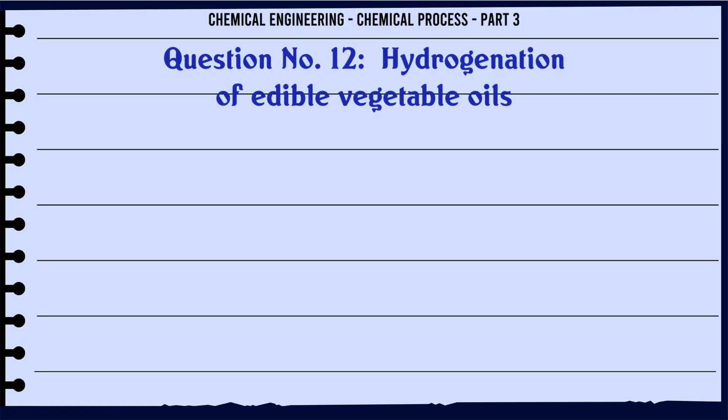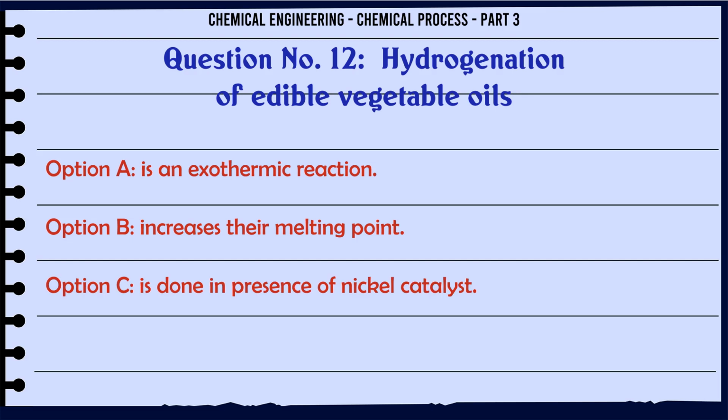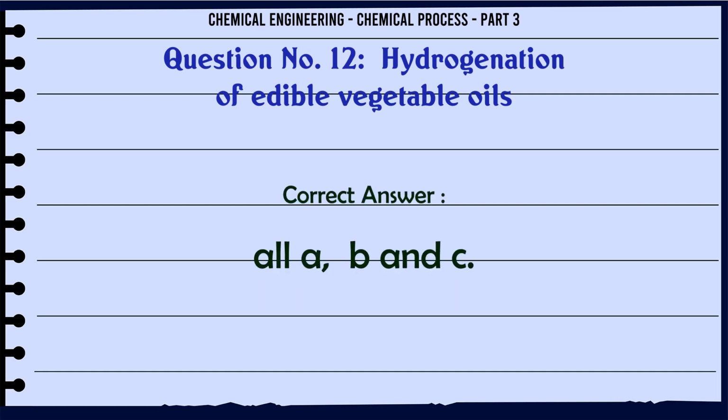Hydrogenation of edible vegetable oils: A. is an exothermic reaction, B. increases their melting point, C. is done in presence of nickel catalyst, D. All A, B, and C. The correct answer is all A, B, and C.